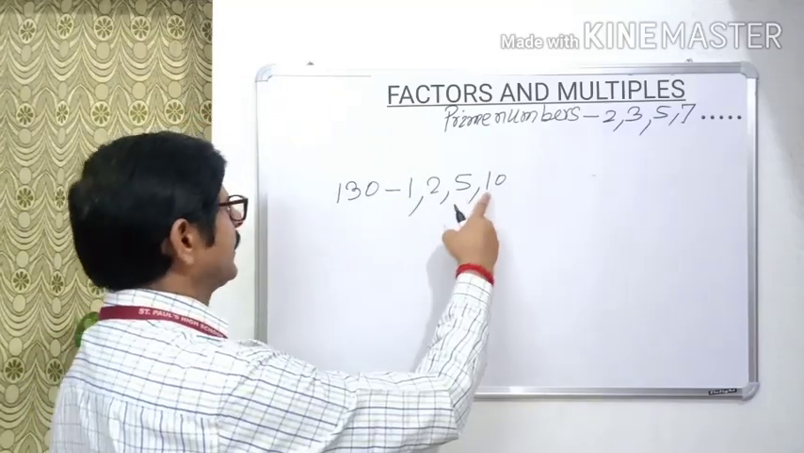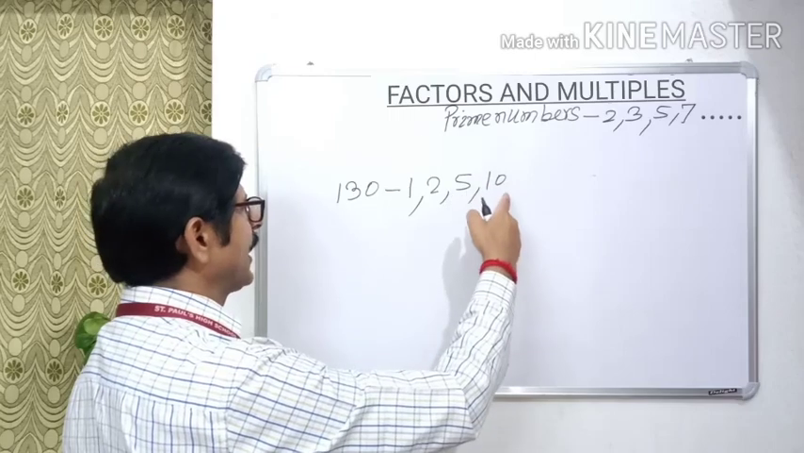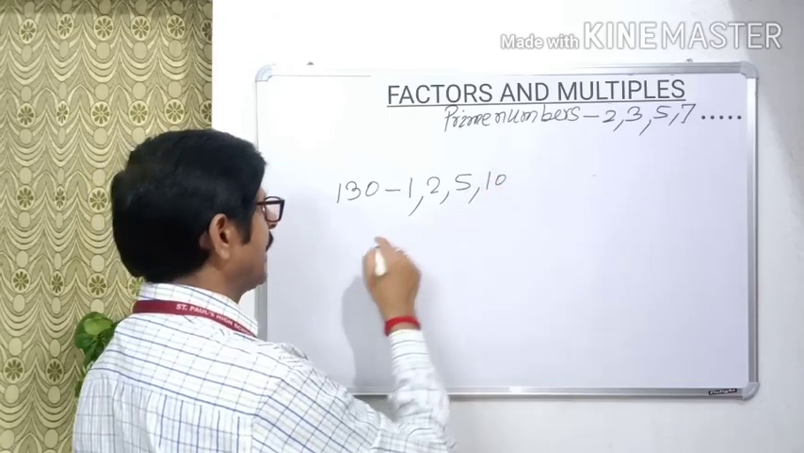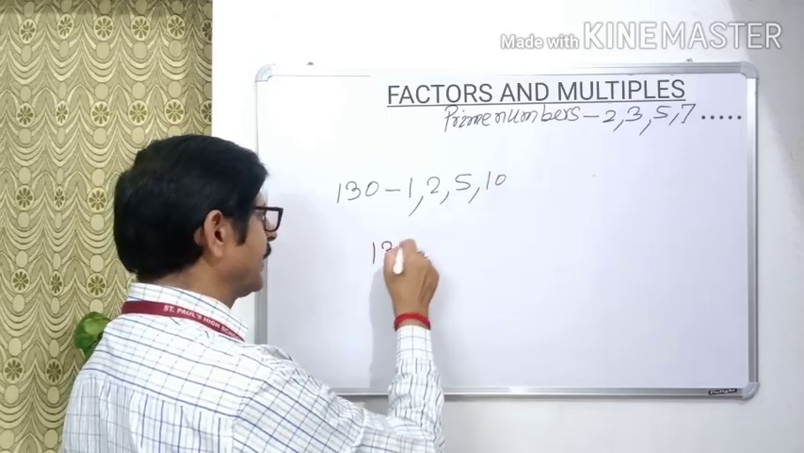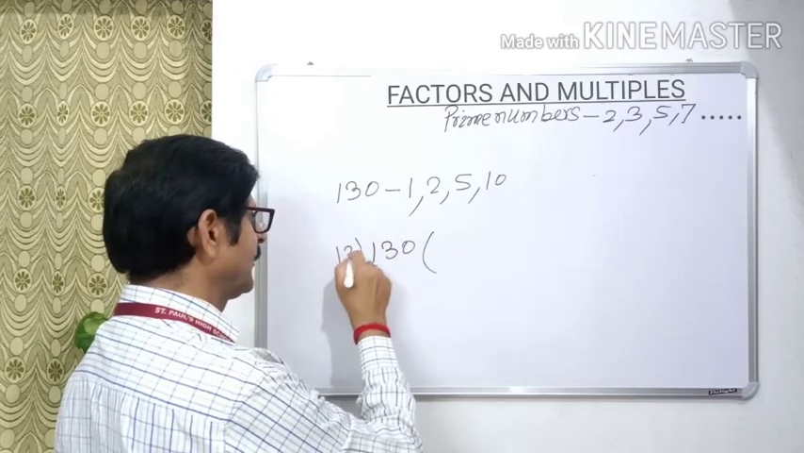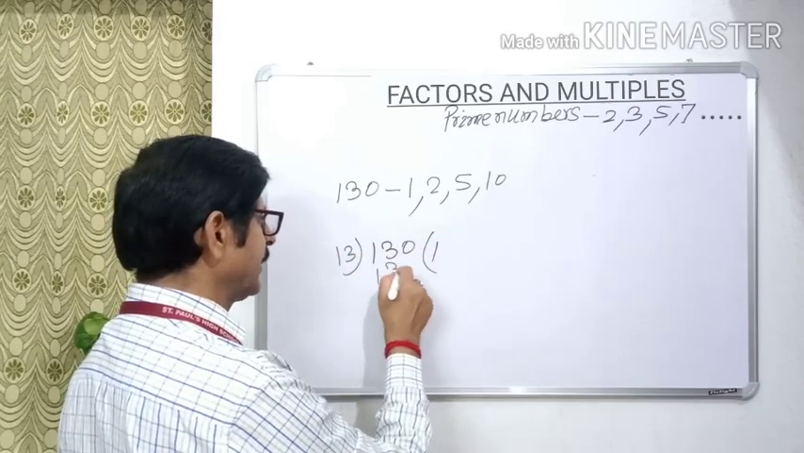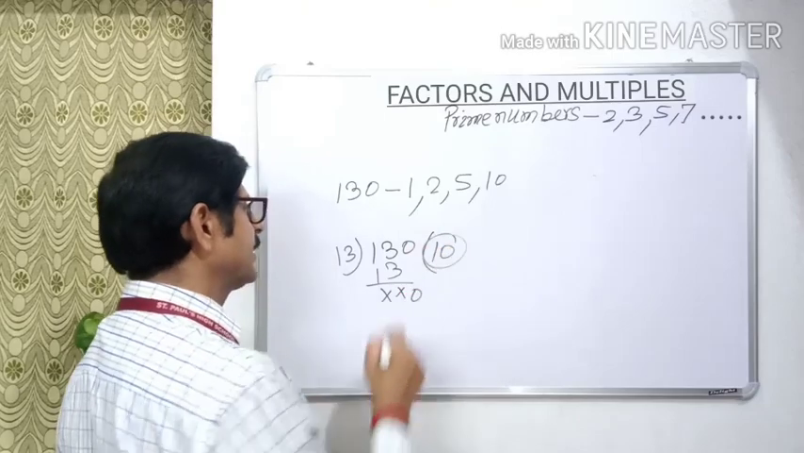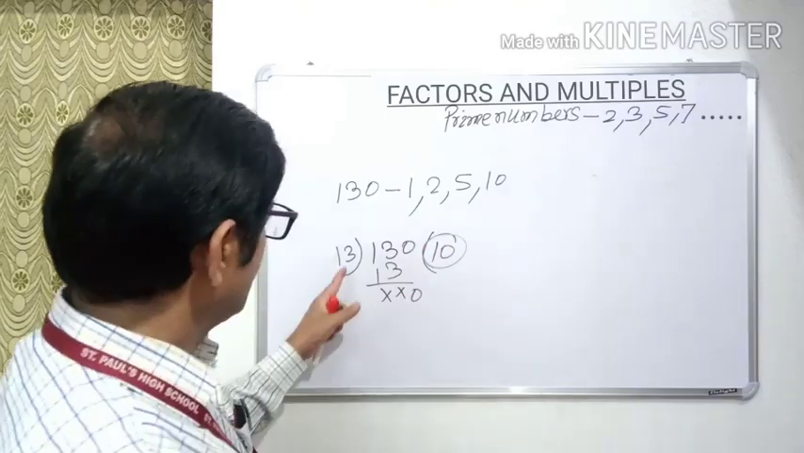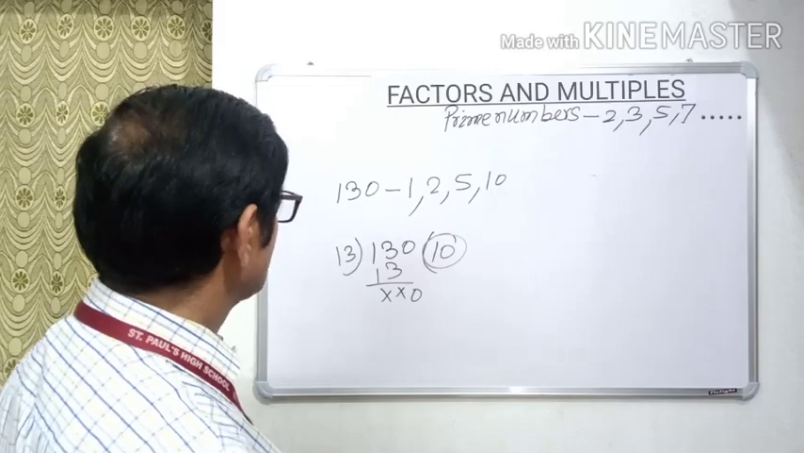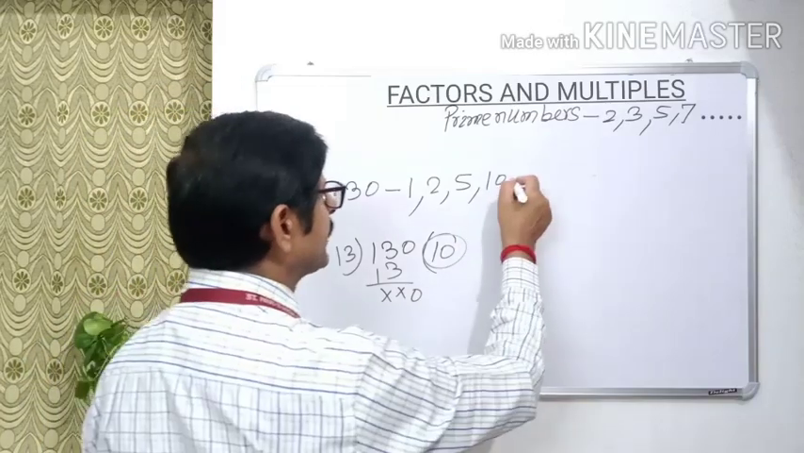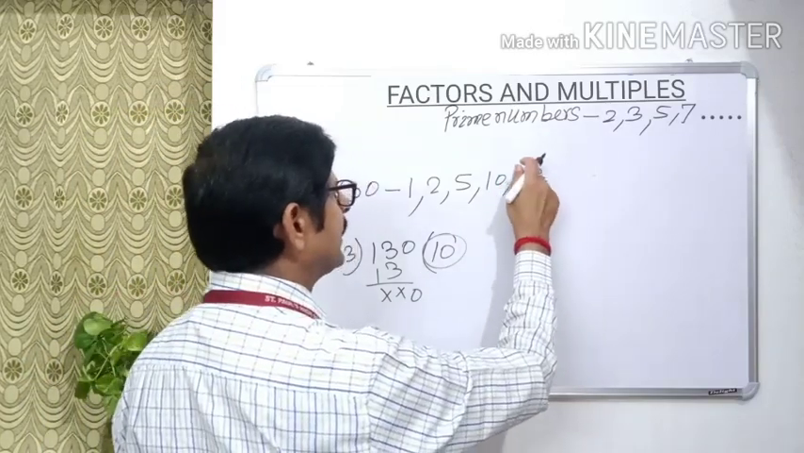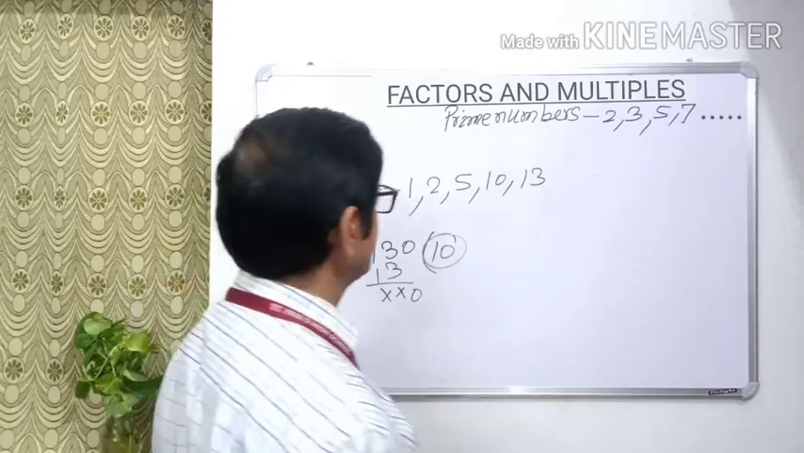Not divisible by 11, by 12, by 13, and if you divide it by 13, 13 1s are 13, gone 0. Quotient is less than the divisor. So you need not do any more. 13 10s are 130. It is already written.